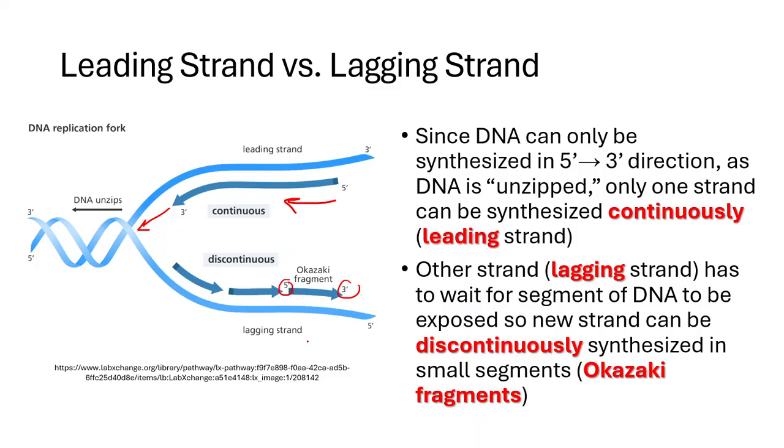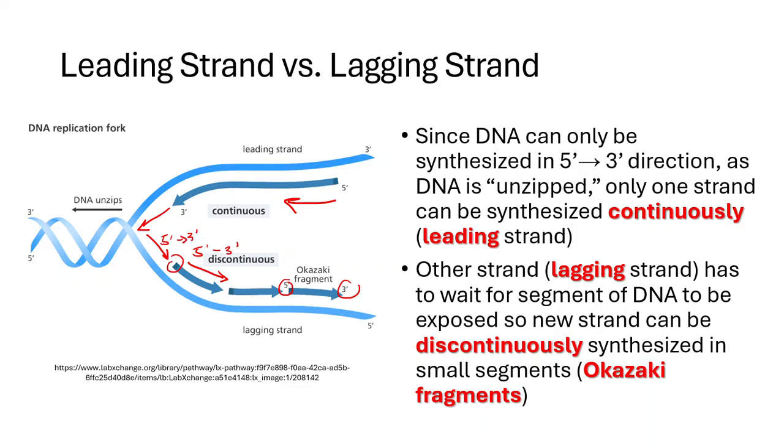But that's not the way that DNA polymerase can work. So instead of having a brand new polymerase that's able to actually synthesize this way, what happens is that the helicase will unzip a segment of DNA, and as soon as enough space has been cleared on this lagging strand, which is what the other strand is called, a primer will be added. That's what that dark blue segment is. And then DNA polymerase will come in and synthesize a small chunk of DNA in the 5' to 3' direction. Then it's got to wait for more of that DNA to be exposed, and it can synthesize another chunk in the 5' to 3' direction.